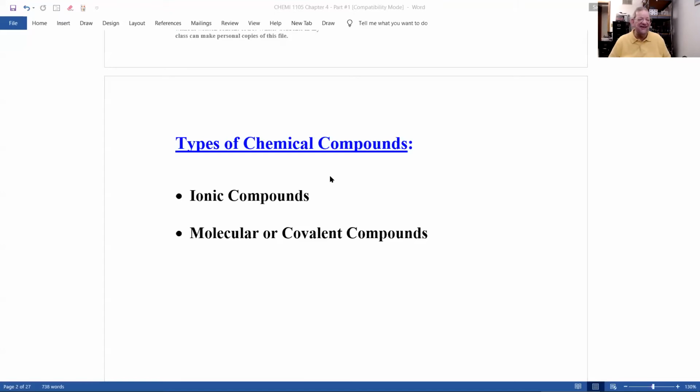Now, when we talk about chemicals, there are two types of chemical compounds. A compound is a molecule or substance with two or more of the same or different atoms joined together. One is an ionic compound, and some books call it molecular. Dr. White calls it covalent, other books call it molecular covalent compounds. So you have ionic and covalent compounds.